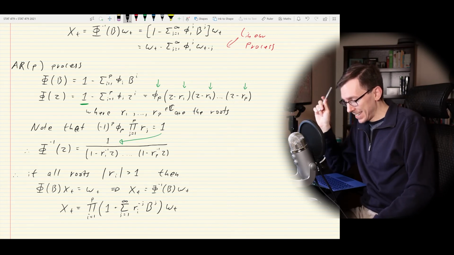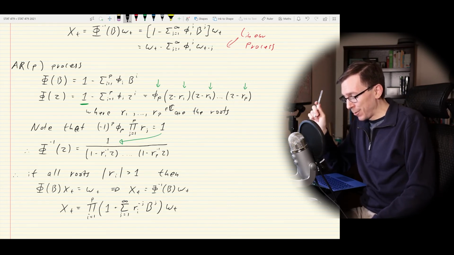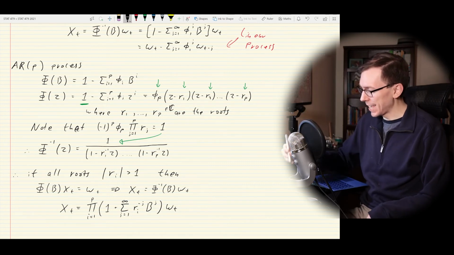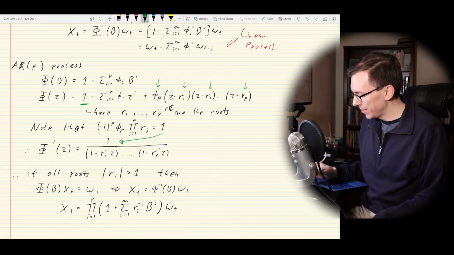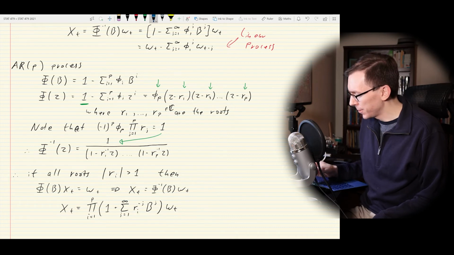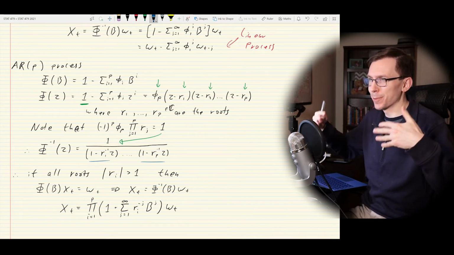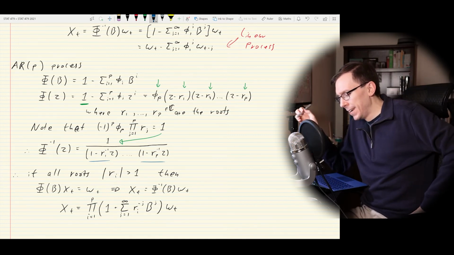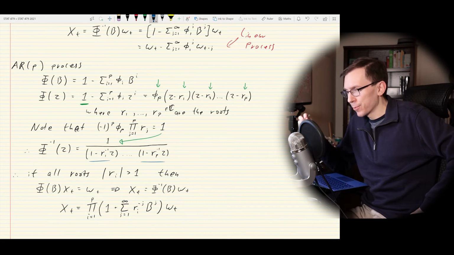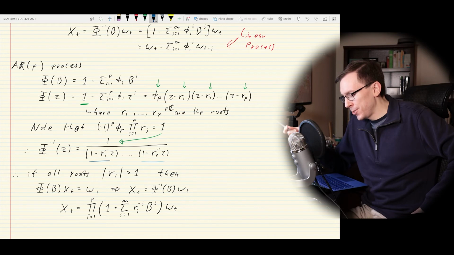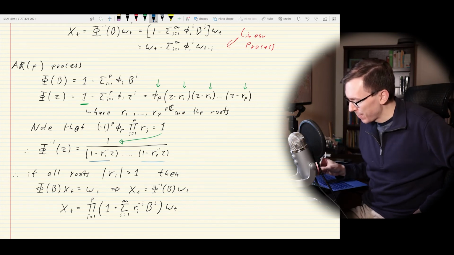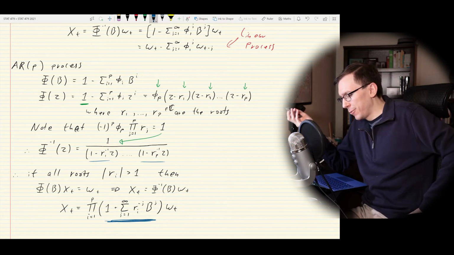Okay, so that's kind of a mess. But what it really is telling us is that we can take each of these, I'll underline it in blue. Each of these pieces in the denominator, the reciprocal of this polynomial, if the root is greater than 1 in magnitude, can turn into a geometric series, which becomes one of these, one of the i from 1 to p of these terms.